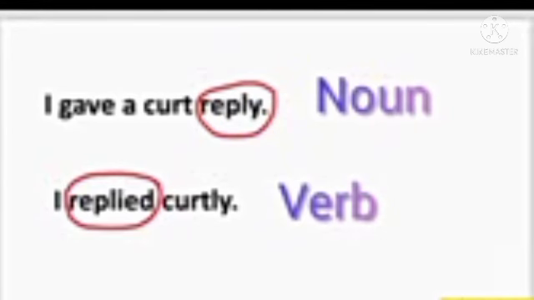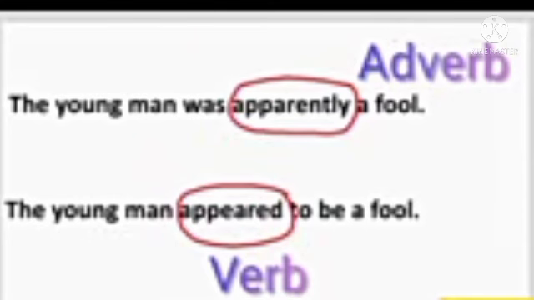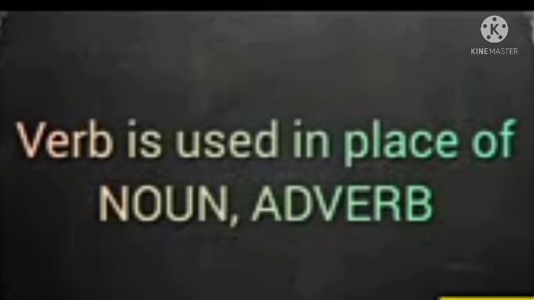Let us see one more example. The young man was apparently a fool. The young man appeared to be a fool. Here in the first sentence, apparently is an adverb. And in the second sentence, appeared is a verb. So in this way, we can use verb in place of an adverb. So children, you have seen how a verb can be used in place of a noun and an adverb.